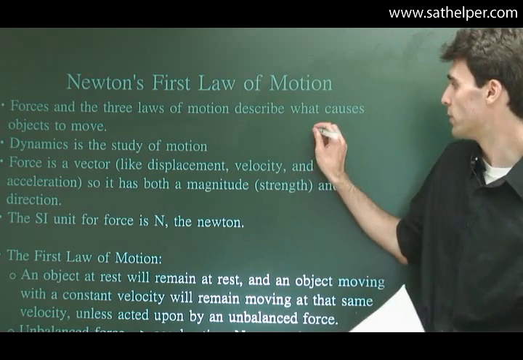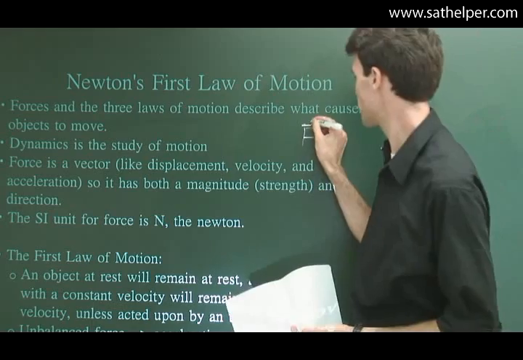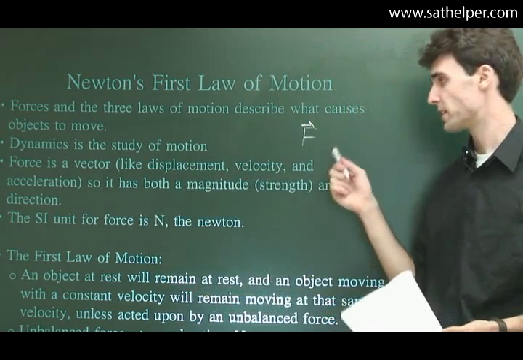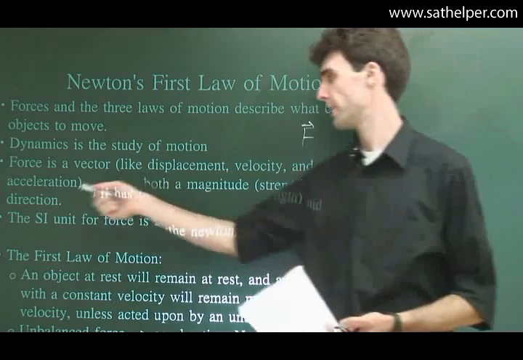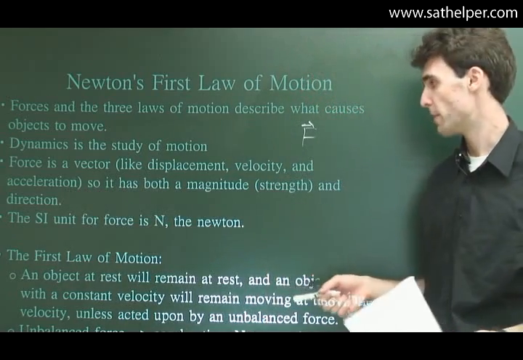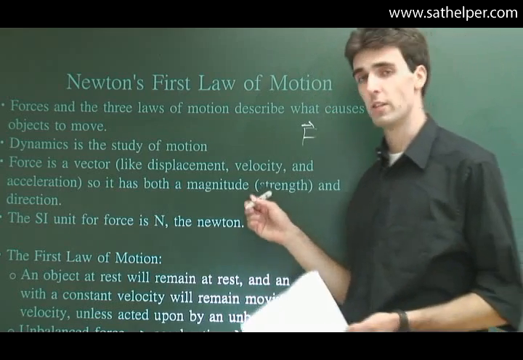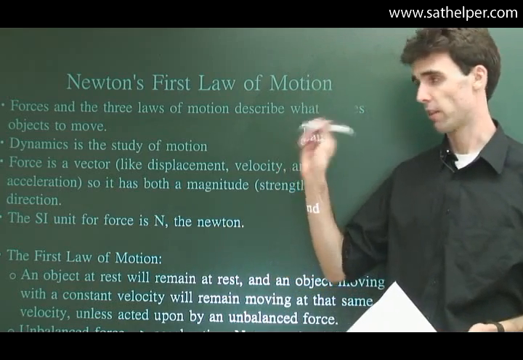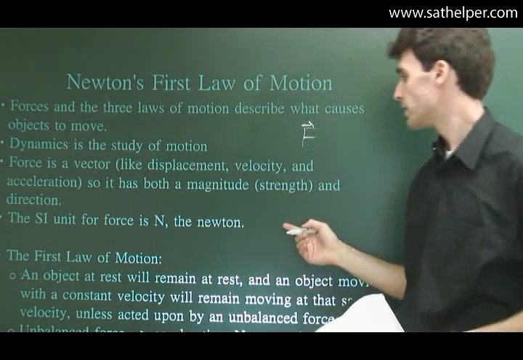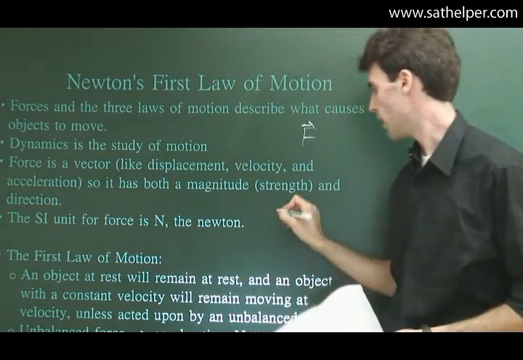Force is a vector. We use F as the symbol for force, just like displacement, velocity, and acceleration. The reason it's a vector is that, as you'll see, it's very closely related to acceleration. So it has both a magnitude, a strength, which is measured in newtons, and also a direction. You might say, I push or throw my eraser with a force of 3 newtons to my right.